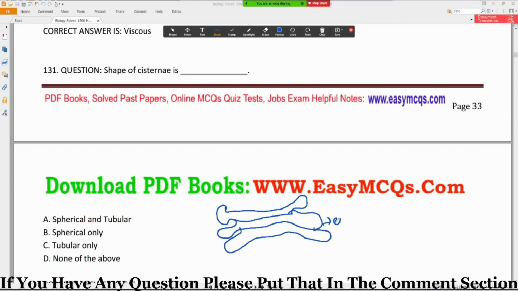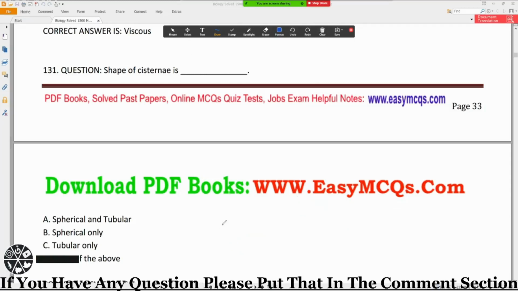This is called cistern. So this is also spherical and also tubular. So option A is the correct option, which is spherical and tubular. The cistern shape is spherical as well as tubular. So that's why option A is the correct option, which is spherical and tubular.